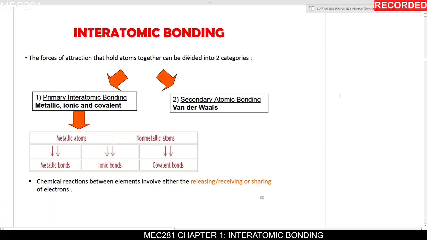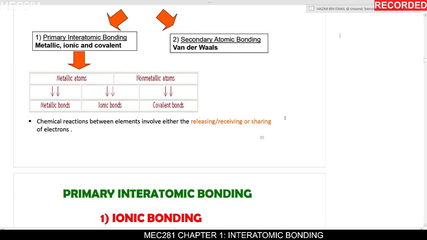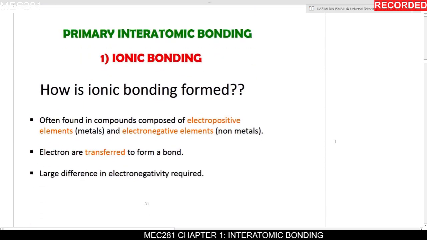Interatomic bonding can be divided into two categories: the primary and the secondary. For the primary, we have three types covered in our subject: metallic, ionic, and covalent bonding. For the secondary atomic bonding, we have van der Waals. So we are going to learn about metallic, ionic, and covalent for the primary, and van der Waals for the secondary. Let's look at the ionic bonding.